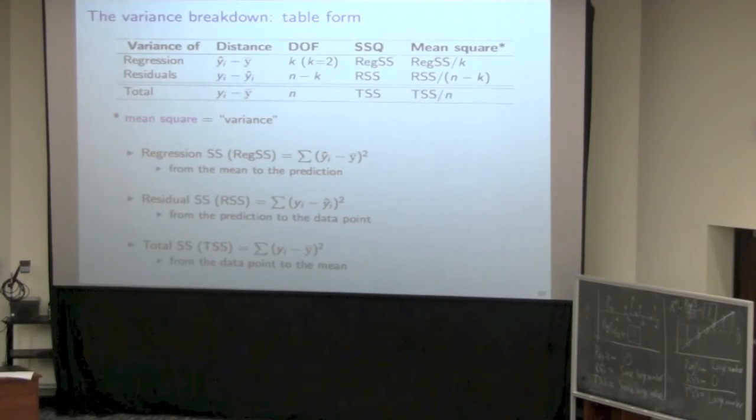Notice that there's no x's in there. Well, I'm lying to you. X is in there through y hat. To get the predicted y, you need to know where x is. But what I'm going to start to lead you down to is the realization that R squared can actually be calculated without even fitting a regression model. That's the part that really should throw you.